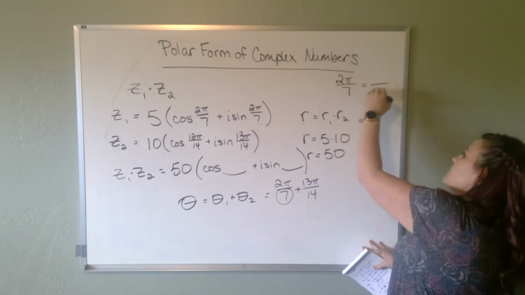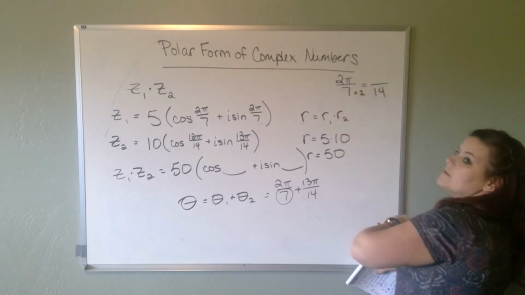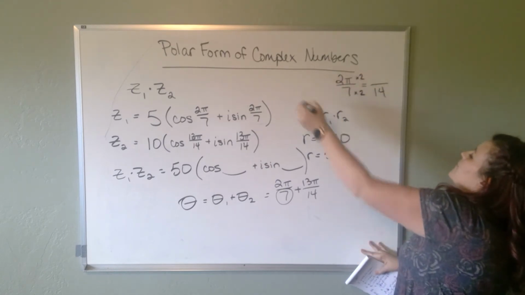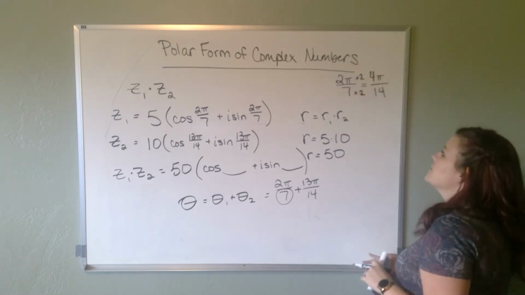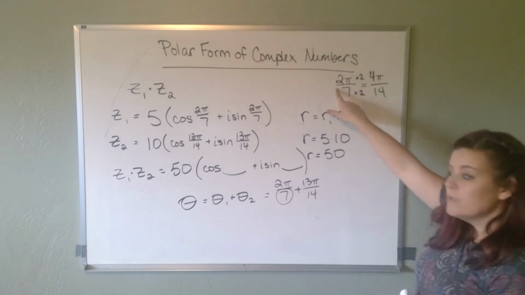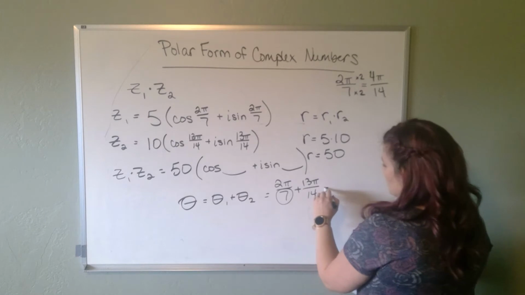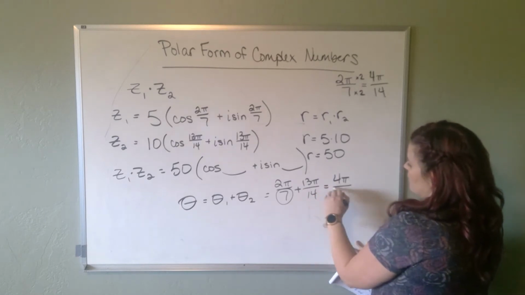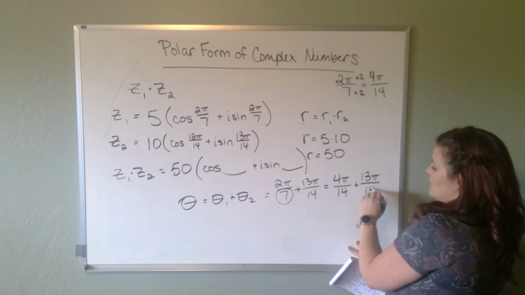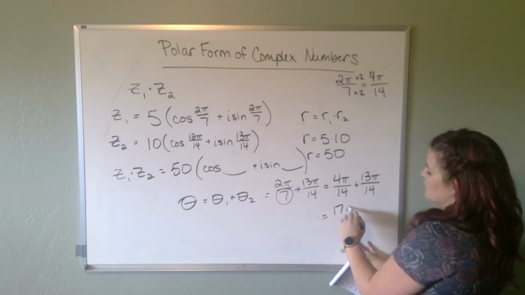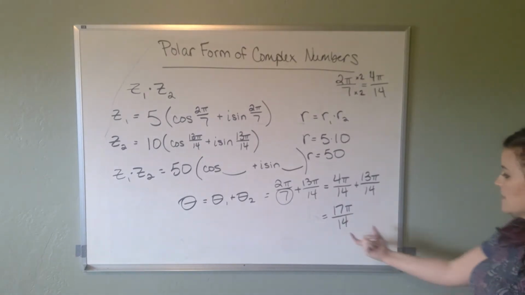Remember, you have 2 pi over 7. You want something over 14. Well, to get the bottom, you have to multiply by 2. Just make sure you multiply by 2 on top. So 2 pi times 2 is 4 pi. So instead of writing 2 pi over 7, we're going to write 4 pi over 14. So I have 4 pi over 14 plus 13 pi over 14. So what I end up with is 17 pi over 14. So that's your new theta.